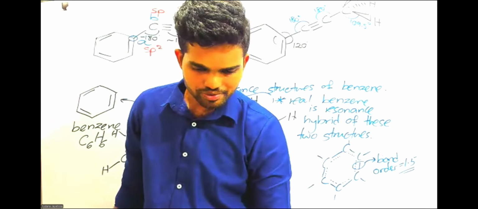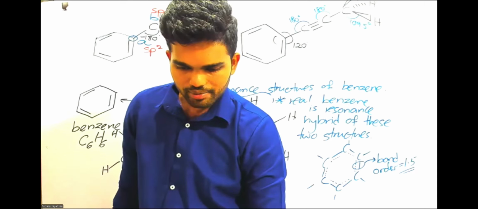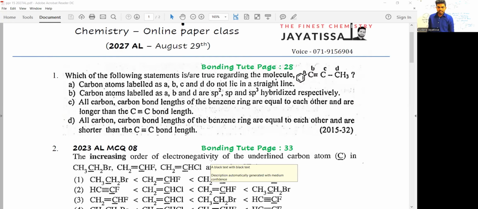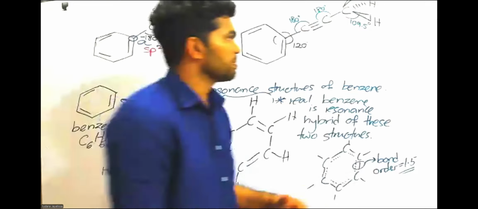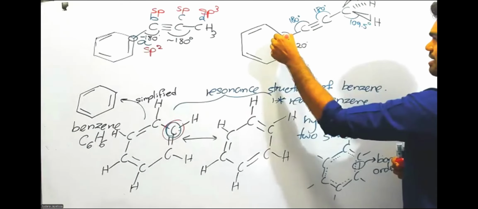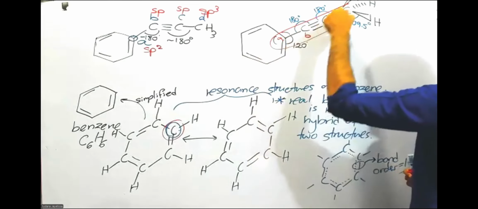Okay, students, understood? I hope it is okay with you. If you have any doubts, you can send a message. So I'll explain it briefly. Now look at the first statement: carbon atoms labeled as A, B, C, and D do not lie in a straight line. So what do you think? That is going to be wrong, no? You can see in my diagram, the one I prepared earlier, these are the carbon atoms A, B, C, and D. They all lie in the same straight line.